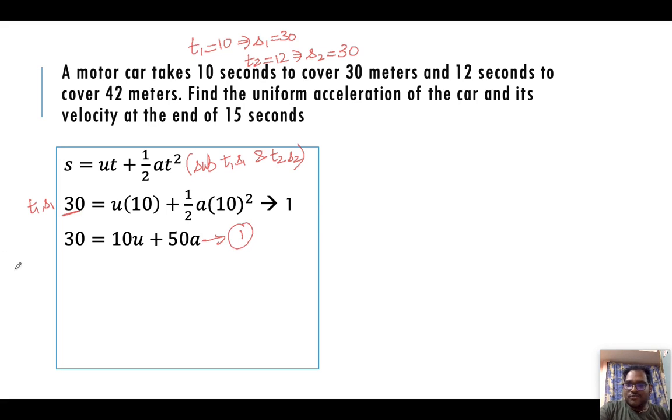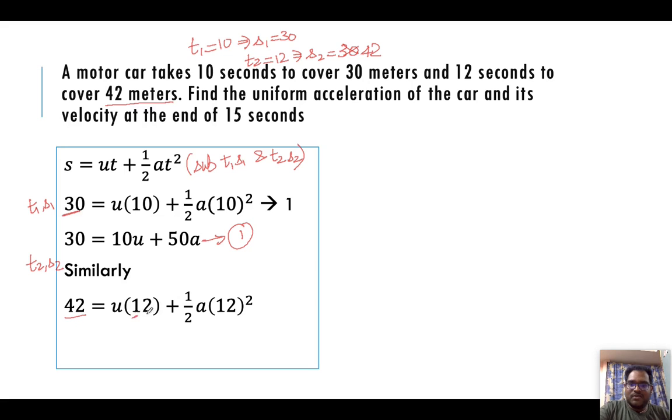Next, substitute t2 and s2. If you substitute it, this is what you're going to get. So this is this particular condition. So s2, I'm sorry, here I made a very big mistake. s2 is 42. You can check it over here. s2 is 42 meters. We have substituted 42 meters. Time is 12 seconds, which we have substituted, in half a t square. Again, you can simplify this. Here, this is what you will be getting, equation number 2.